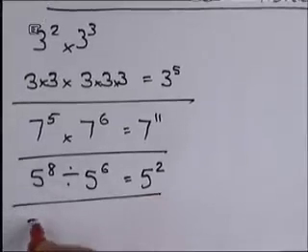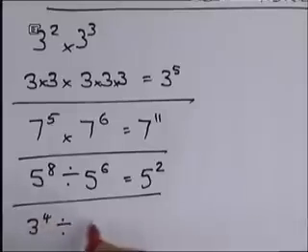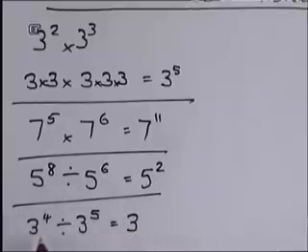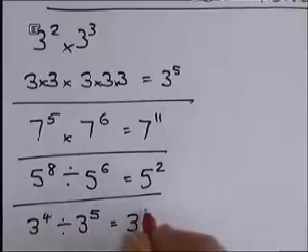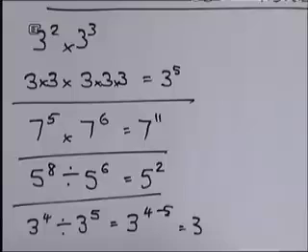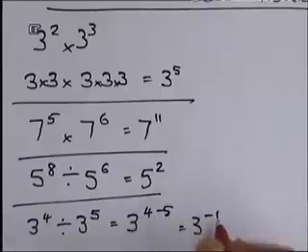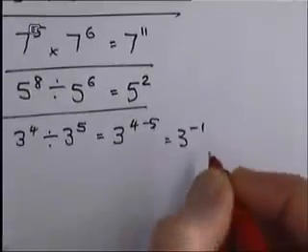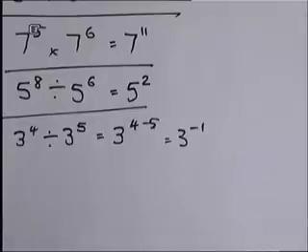Let's look at another one. If we had 3 to the power of 4 divided by 3 to the power of 5, the answer will have a big 3 because these numbers are the same, they're both 3's. And if we're dividing, we can do a taking away. So I'm going to do 4 take away 5. Now 4 take away 5 is going to take you into negative numbers because you can't take 5 away from 4, there isn't enough there. 4 take away 5 is minus 1. So you can get answers where there are minus powers.